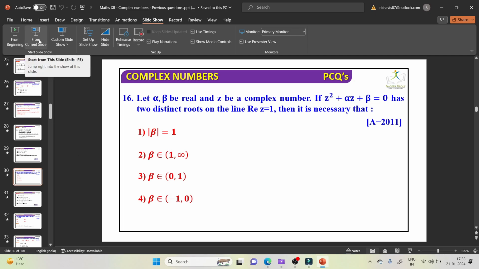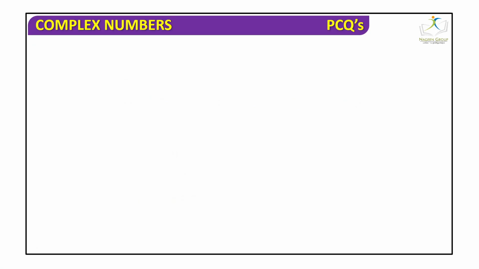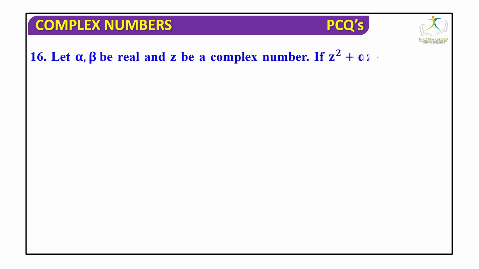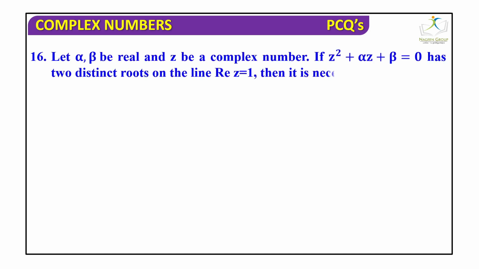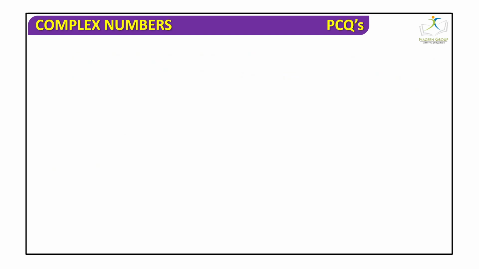From here we say question number 16, that is, alpha and beta are real values and z is a complex number. If we have z square plus this equal to 0 and it has two distinct roots on the line real value of z equal to 1, then it is necessary that these, right? So from here, let first z equal to x plus iota y. Okay, now we take x equal to 1. This value equals this. So z equals 1 plus iota y.